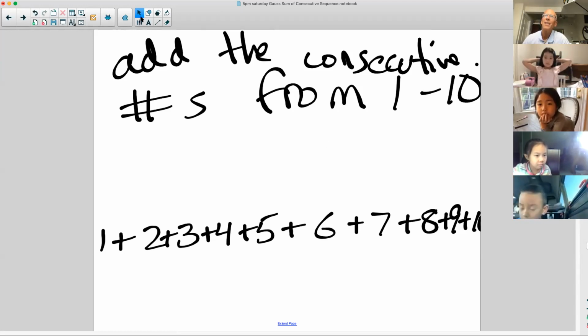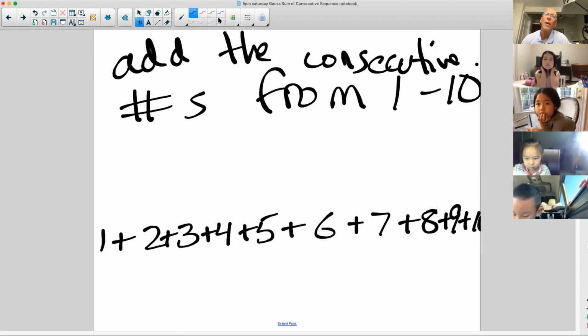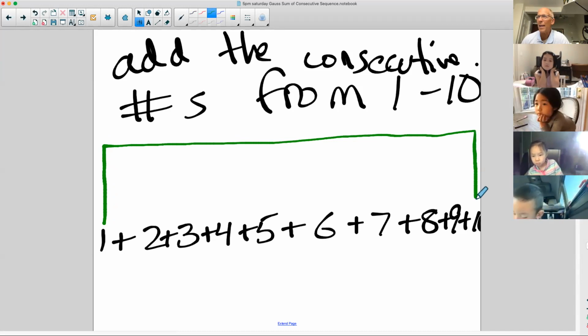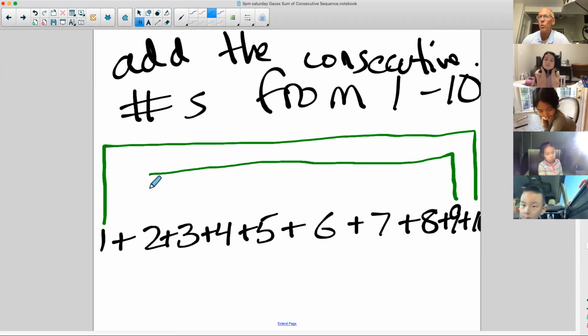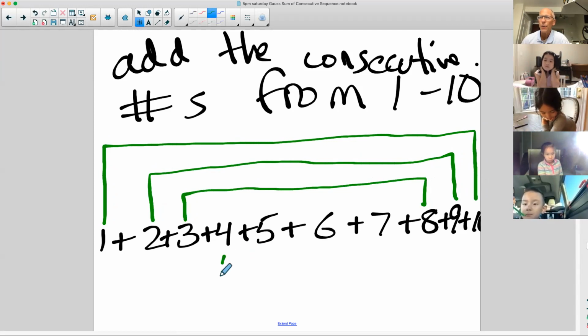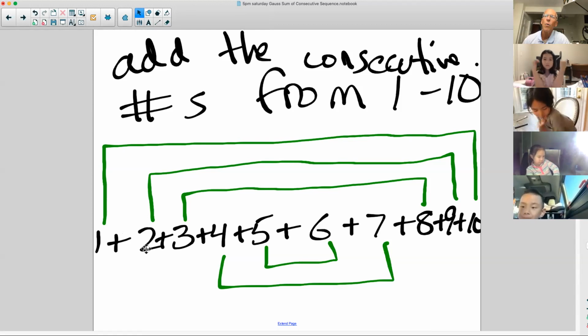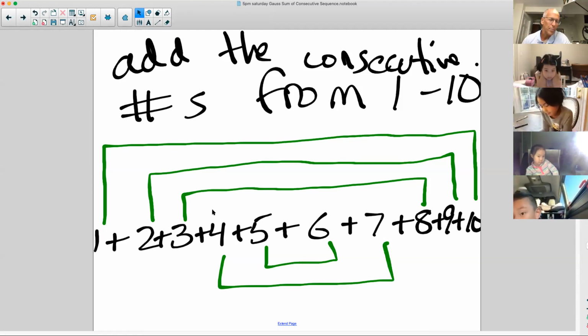Watch this. Gauss took a pencil and then he wrote out the numbers and made a bracket between 1 and 10. Then he made a bracket between 9 and 2. And then between 3 and 8, 4 and 7, and 5 and 6. Does anybody see what is going on here? What happens when we add all those numbers?